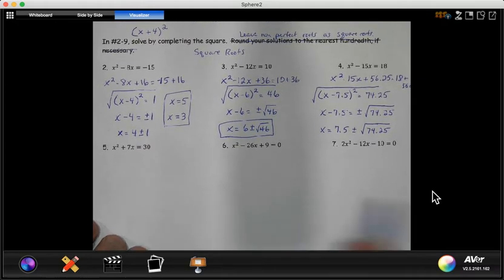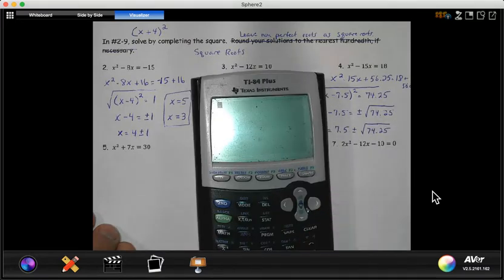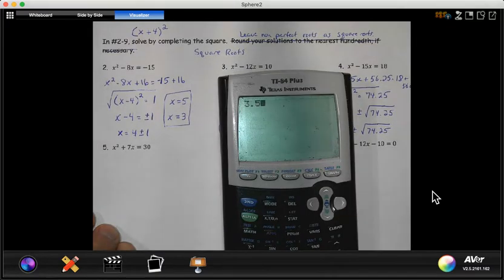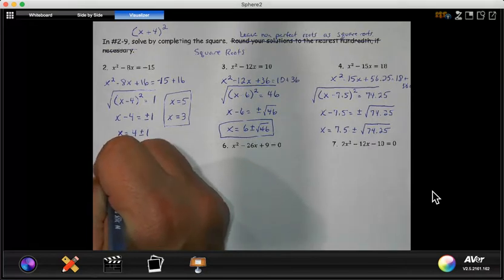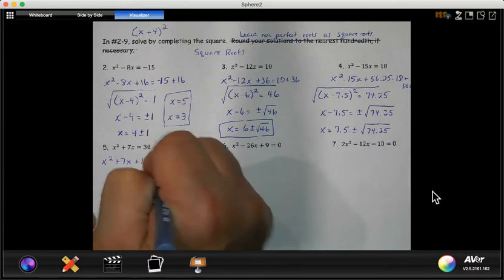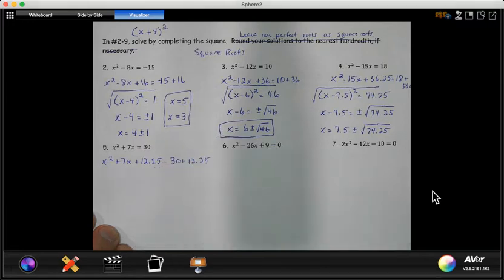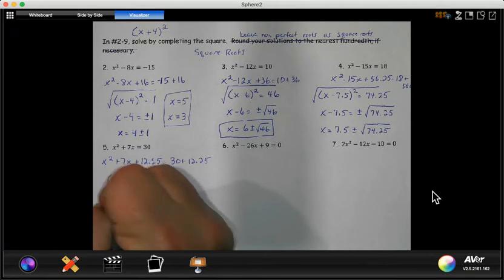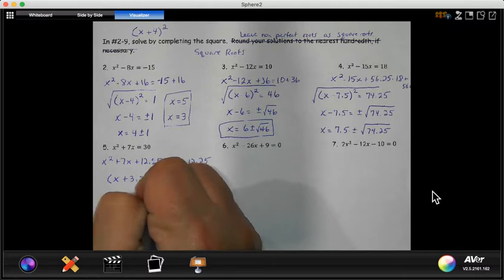All right, number 5. Half of 7 is 3.5. I don't know what 3.5 squared is, but I can type it in my calculator. 3.5 squared is 12.25. So we're going to write x squared plus 7x plus 12.25 is equal to 30 plus 12.25. Okay? Factor the left side. We get x plus 3.5 squared.